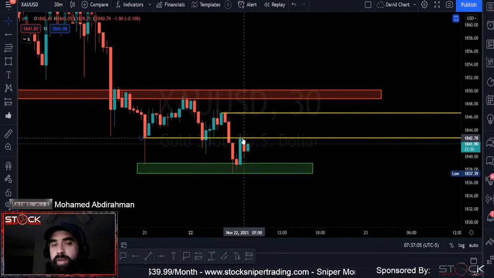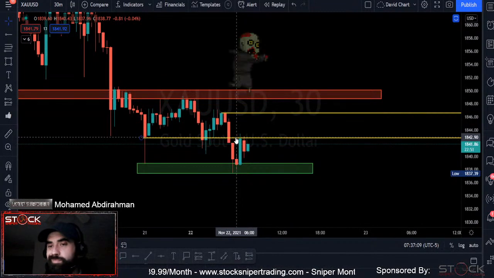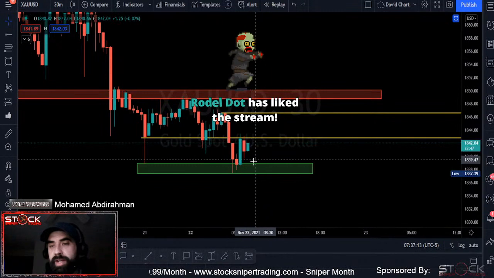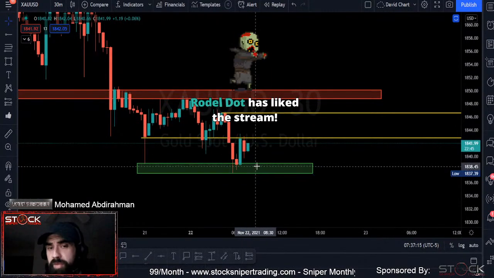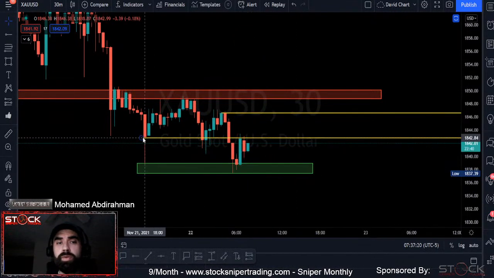Okay, if not, if it gets rejected at roughly 1843, you're going to start to see it push back down and start to consolidate, maybe have another touch within this demand area. Okay, so let's just move this back.